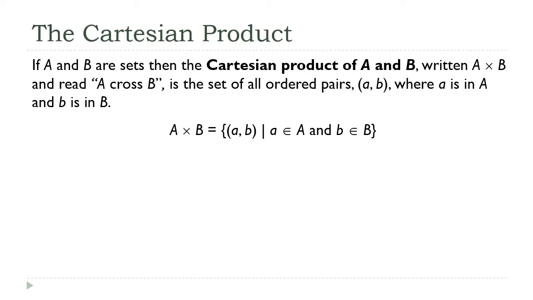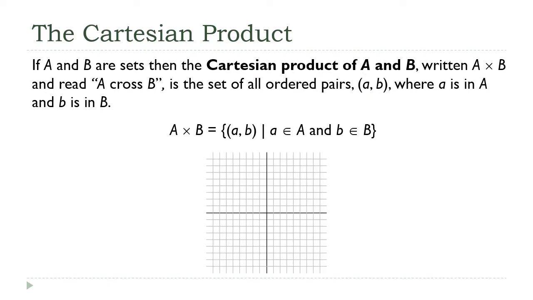Our discussion of relations starts with something called a Cartesian product. The way this works, if we start with two sets, A and B, then their Cartesian product, which is written A cross B, is just a set of ordered pairs whose first value comes from A and whose second value comes from the set B.